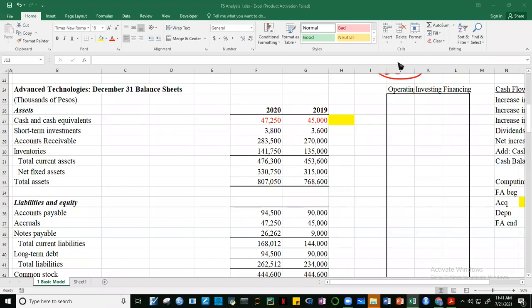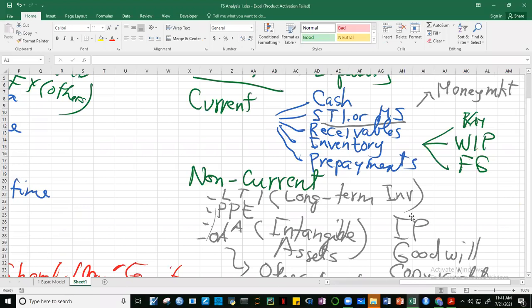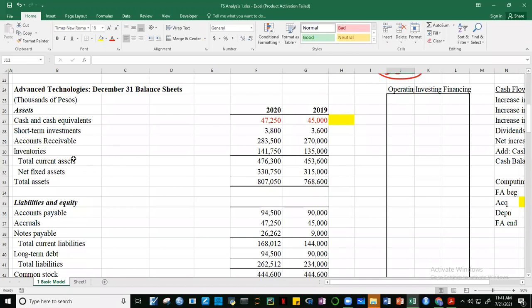Okay, so let's now go to the balance sheet, guys. Sabi natin, ang balance sheet natin consists of your current assets, pati non-current assets natin, which include long-term investments, property, plant, and equipment, intangible assets, and your other assets. So dito sa assets natin, meron lang tayong current assets at saka net fixed assets. Dalawang klaseng assets lang, current at saka yung PPE. So wala tayong long-term investments, wala tayong intangible assets, wala tayong other assets.